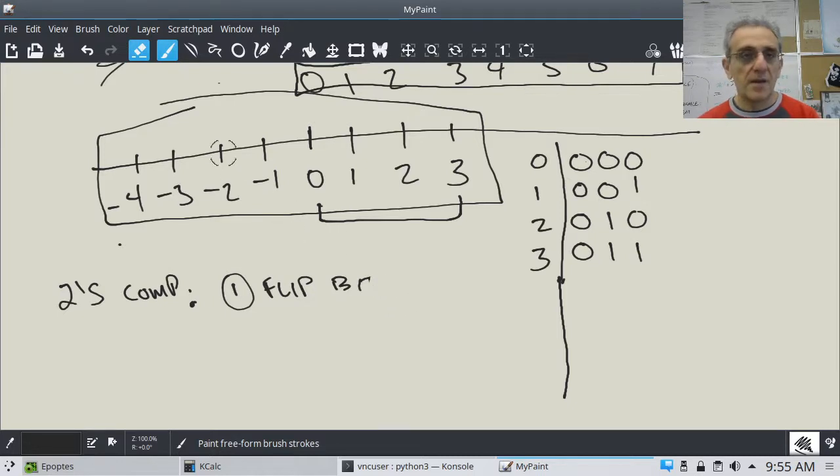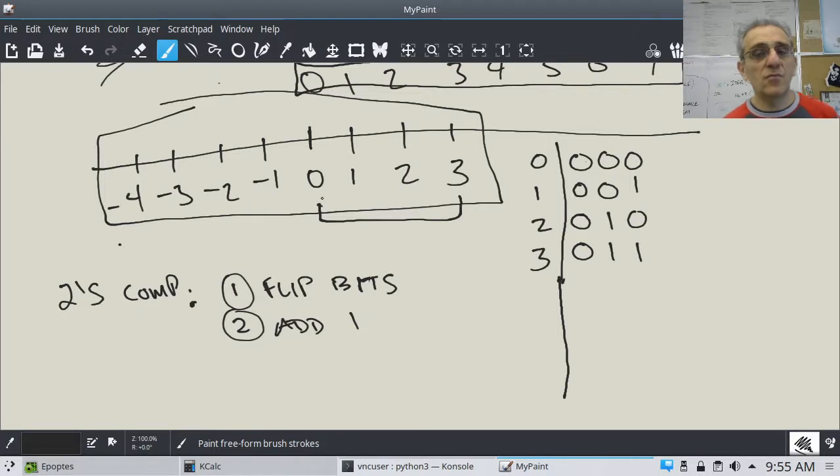So you flip the bits. Step number two, there's only two steps: you add one. Okay? So therefore, let's take the negative numbers, because these are the ones we don't know. Negative one, negative two, negative three, negative four. Let's start with negative one.